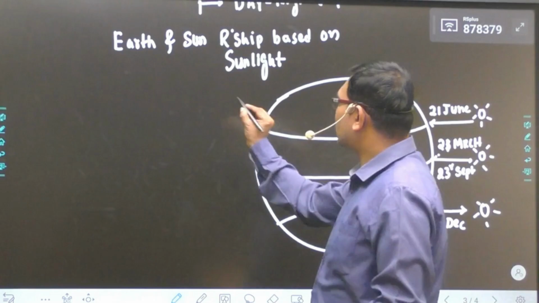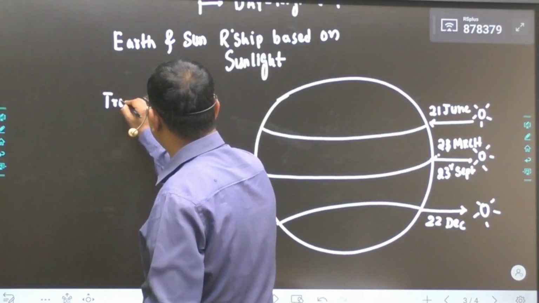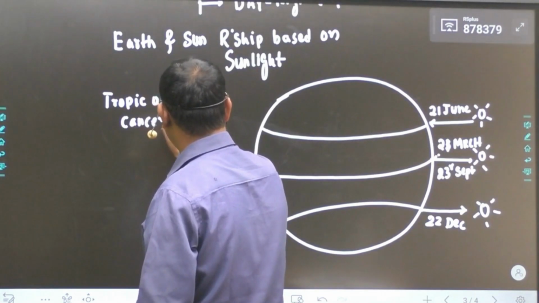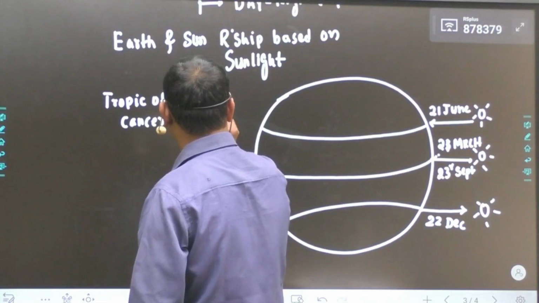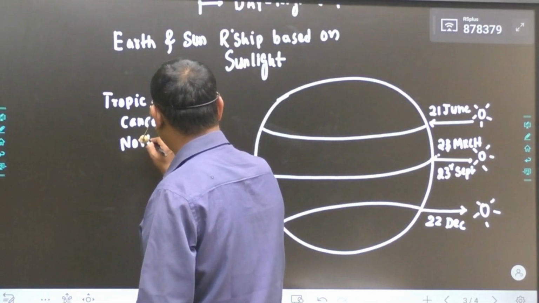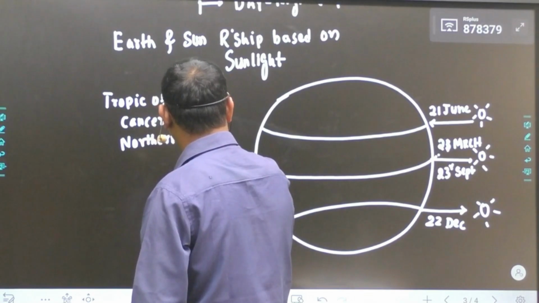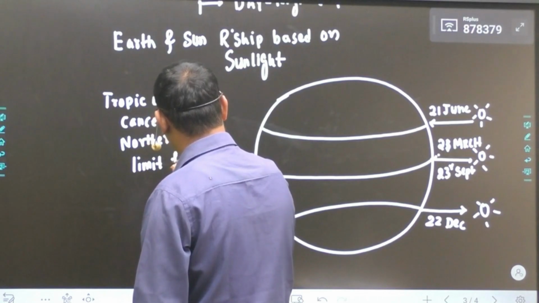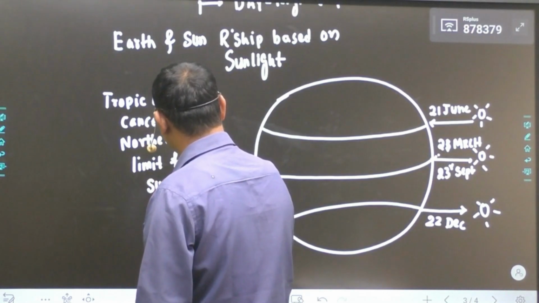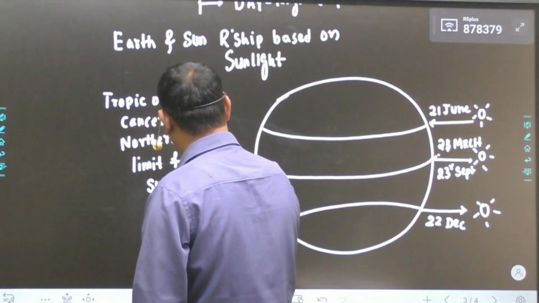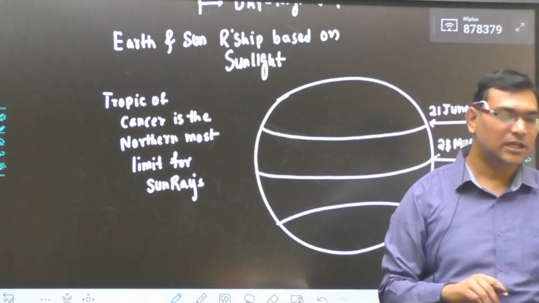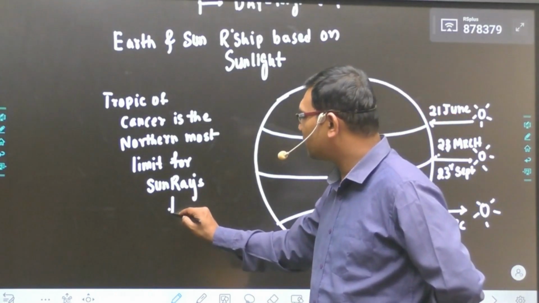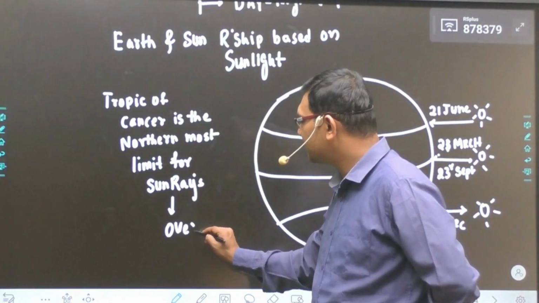Okay? Tropic of Cancer. So what is the relevance here? The Tropic of Cancer is the northernmost limit for sun rays to fall vertical. Am I right? It is the sun rays falling vertical. That means the sun rays will be overhead. Here vertical means overhead.